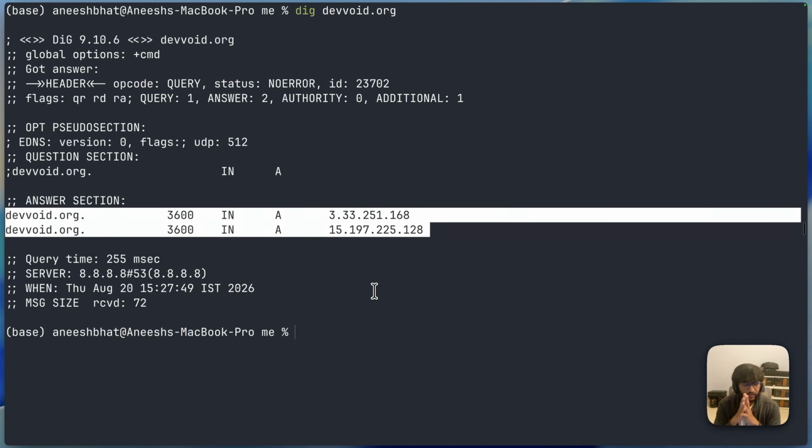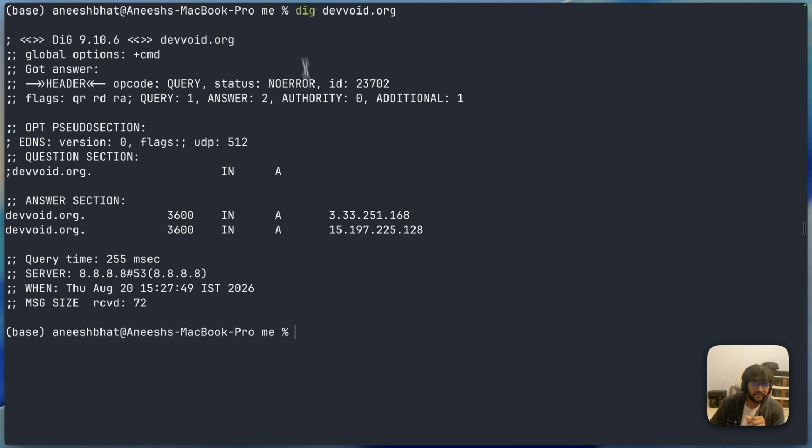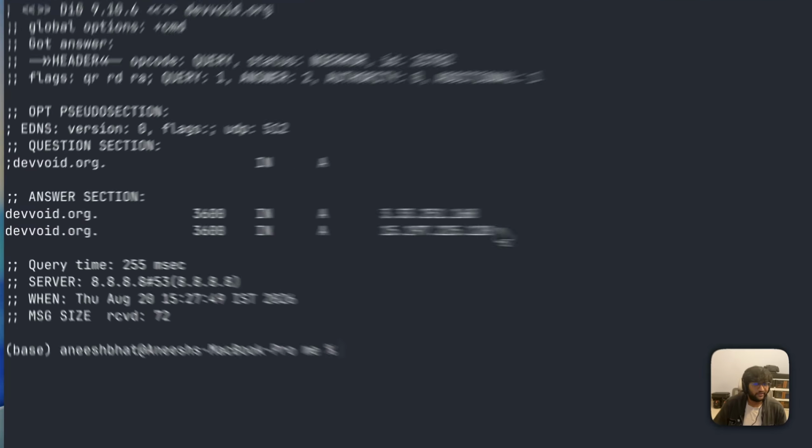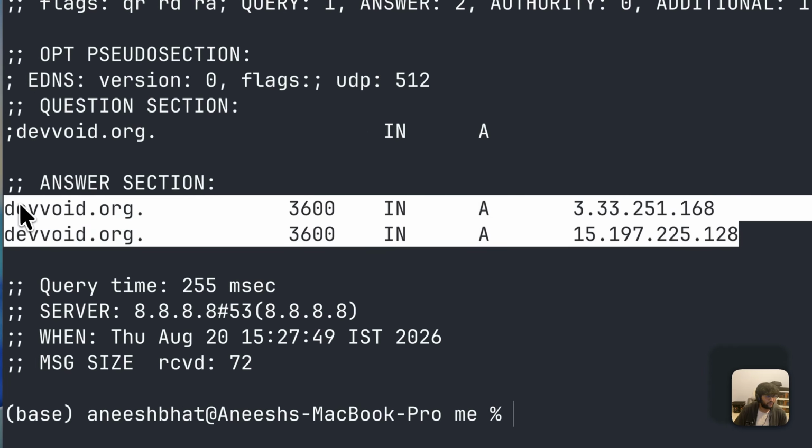So basically, I think you can see this, right? I just ran this command dig DevVoid.org. Dig is natively present in both Linux and Mac, but is not natively present in Windows. So you have to probably install it and set it up if you want to try it out. But this is what the command looks like. And this is the part that we care about. That is the answer section.